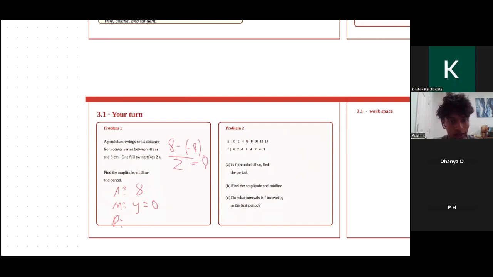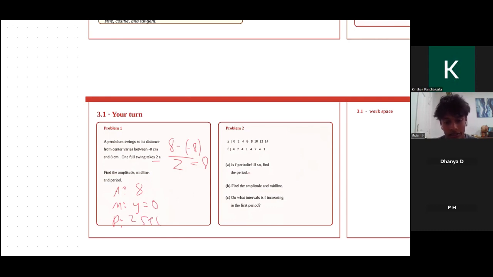And one full swing takes 2 seconds. So if we're looking at a graph, and the swing starts high, drops down low, and then swings back and goes high, the period would end when the swing restarts. So the duration of the swing is the same as the period. So our period is going to be 2 seconds.